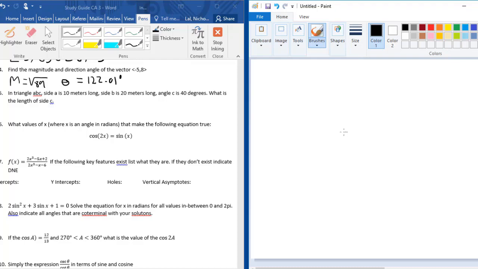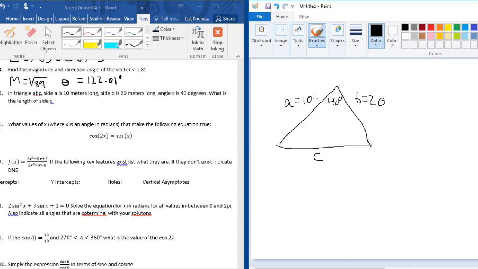In triangle ABC, side A, so this is side A, is 10 meters long. Side B is 20 meters long. All right, this is side C. Side C is not specified. And angle C is 40 degrees. What is the length of side C?